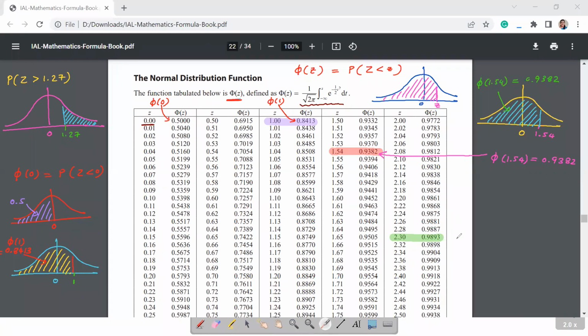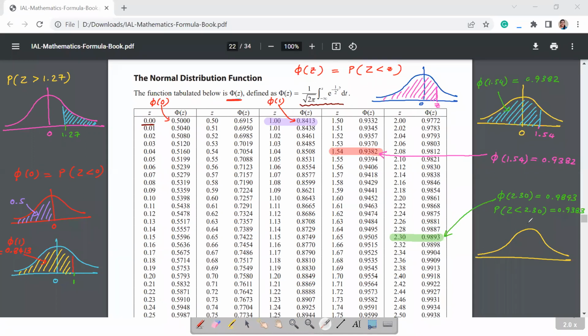What this guy says here is, let me answer this, phi 2.30 is 0.9893. So what does phi 2.30 mean? Phi 2.30 means the area that Z is less than 2.30 is 0.9893. This is what it means, right? And then you can show it on your graph.